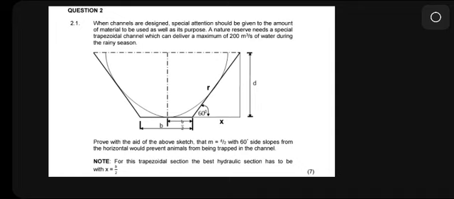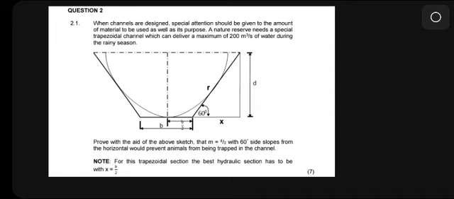I've given question 2. Question 2.1 says: when a channel is designed specially, attention should be given to the amount of material to be used as well as its purpose. A nature reserve needs a special trapezoidal channel which can deliver a maximum of 200 meters per second of water during the rainy season. So I've given the Q, that is Q, the rate of flow. Here is our structure that we've been given.